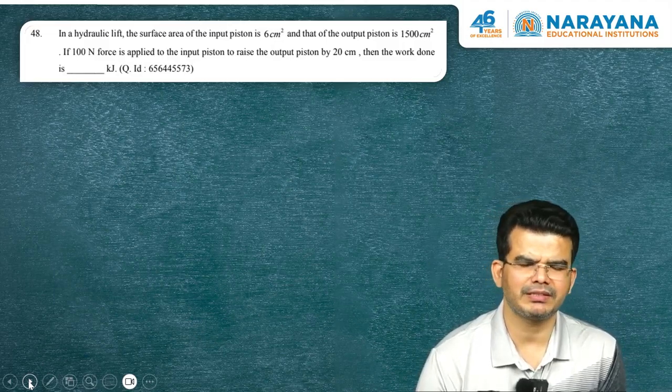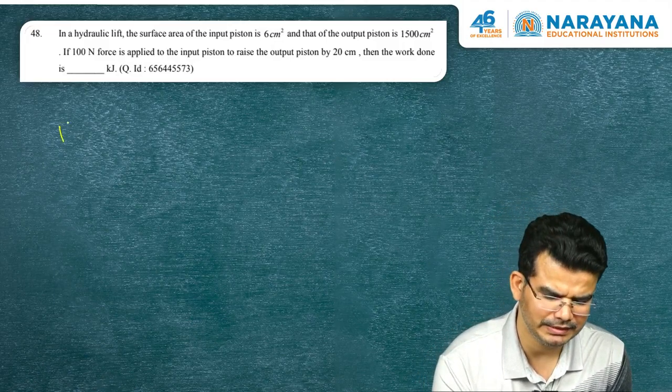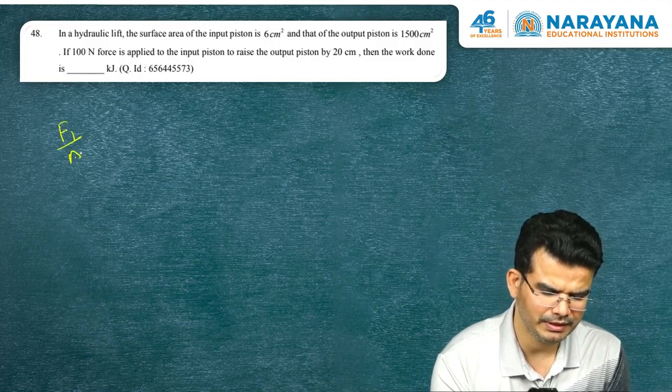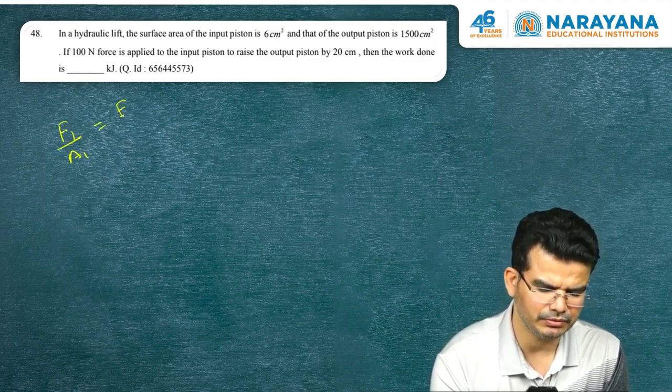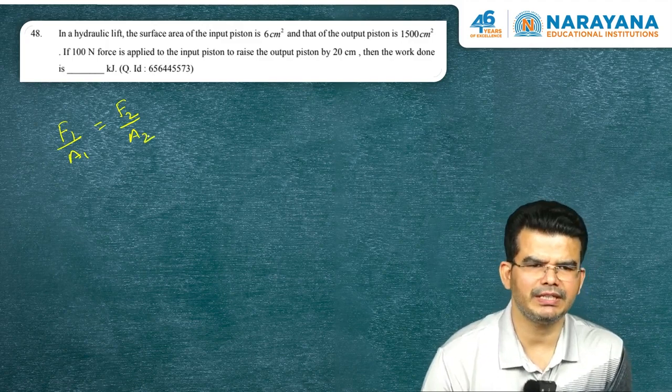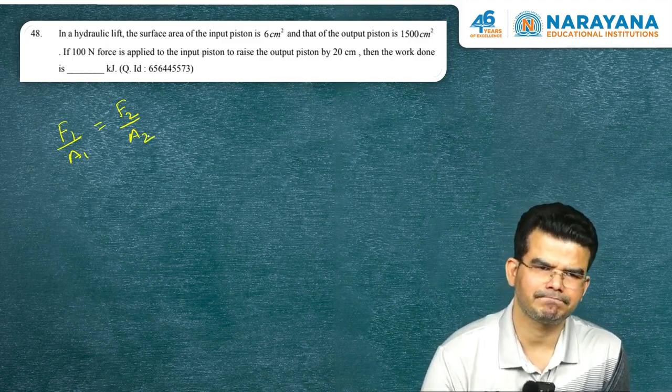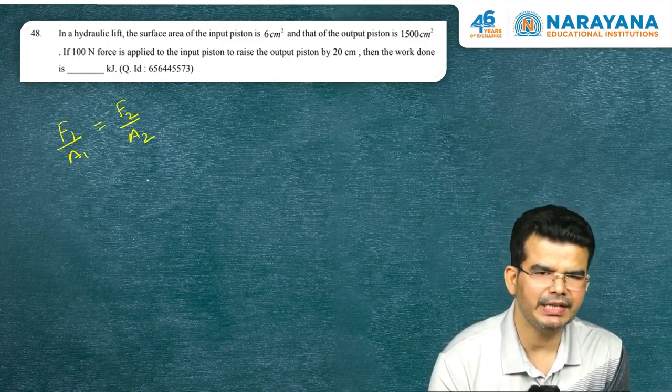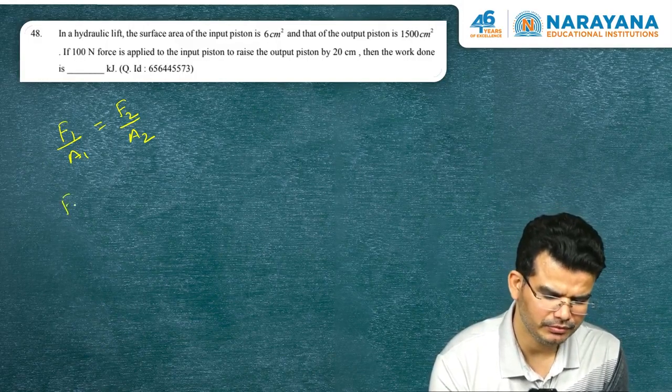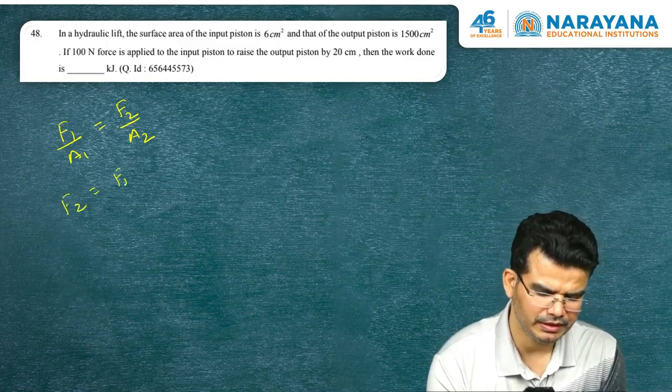This is a simple Pascal law application, and what it says is F1 by A1 is equal to F2 by A2. Pressure gets transferred from one point to another point without any change. So from here I can calculate F2. So F2 equals F1 upon A1 times A2.